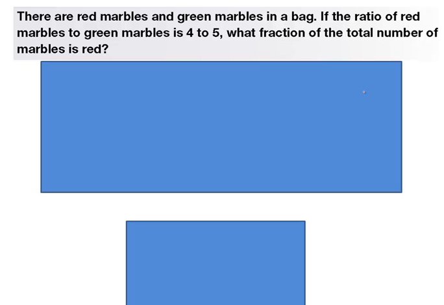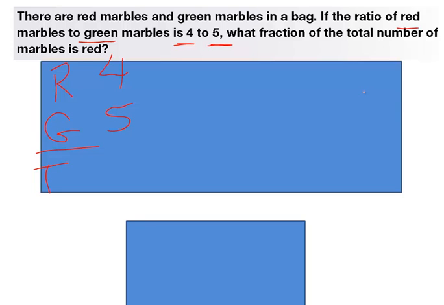Okay, if there are red marbles and green marbles in a bag, let's go ahead and do that. We've got red and we've got green, and this is our total marbles. If the ratio of red marbles to green marbles is 4 to 5, so red comes first, green comes second, what fraction of the total number of marbles are red?